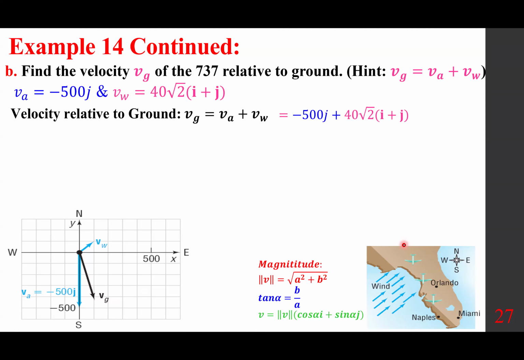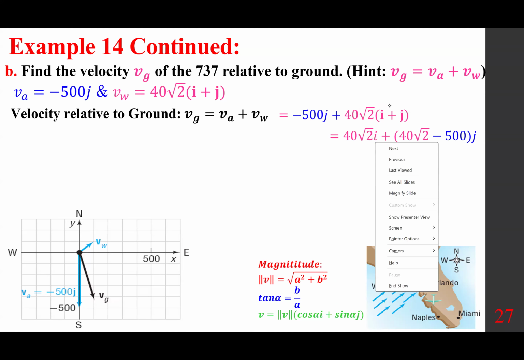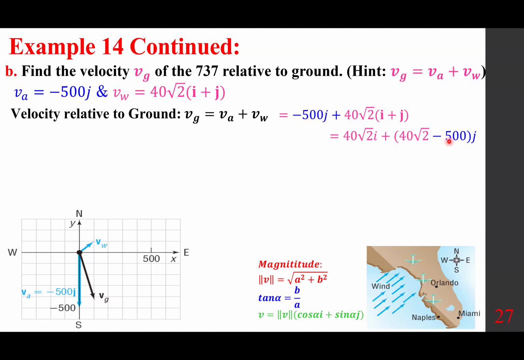And when you add them up, you add up the components. This 4d square root of 2 i stands alone. And this 4d square root of 2 j will be added to this one. So we write it in the following manner: 4d square root of 2 i, and then 4d square root of 2 j minus 500 j. I hope you see that we are combining this one and this one, okay?